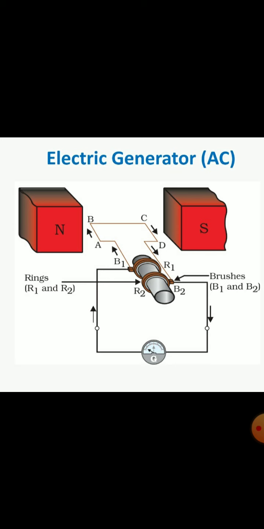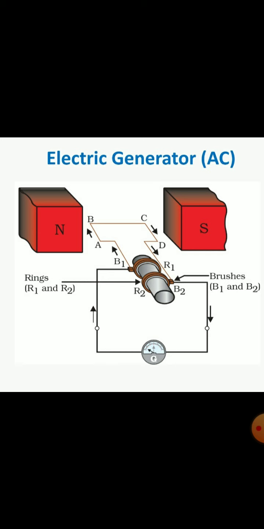The second component is the permanent magnet and the two poles of the permanent magnet, north pole and south pole. So the second one is poles of permanent magnet. Now the rectangular coil ABCD is placed between the two poles of the permanent magnet. The third component is rings. Here we have used two rings, R1 and R2.